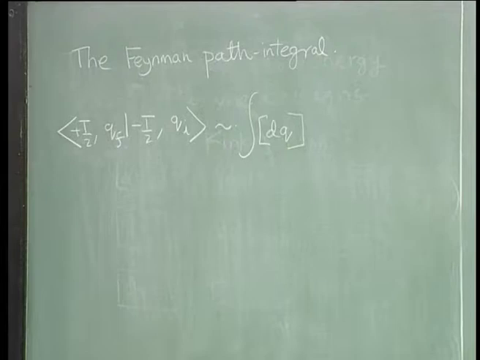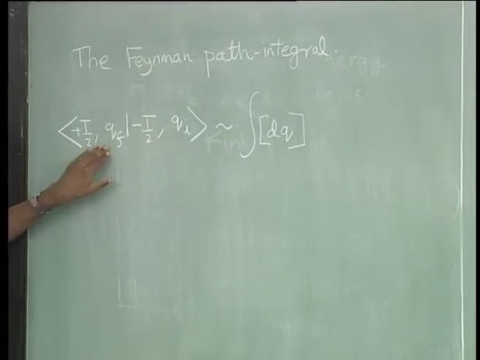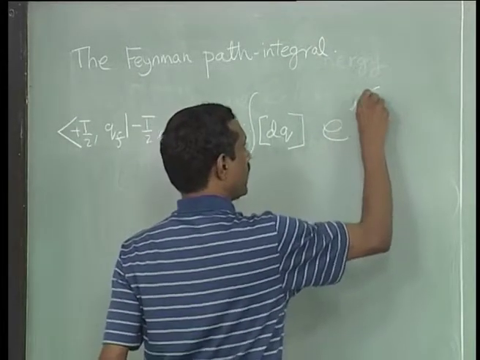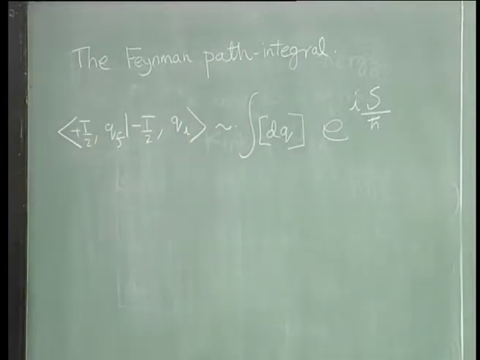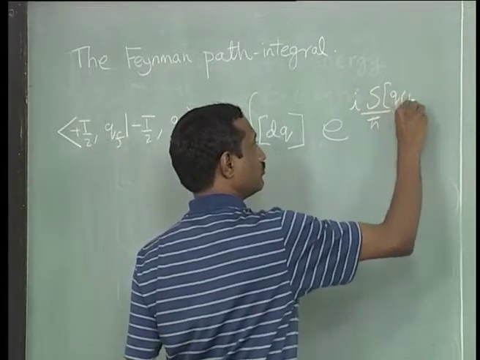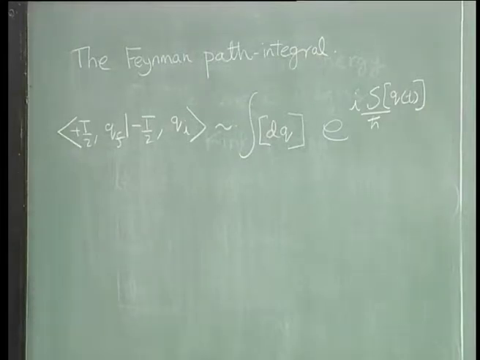Okay. Sum over all paths which start at Qi at this initial time and go to Qf, and this thing times e to the power i times the action divided by h bar. Yeah, this is something which we discussed, I think, in the very first lecture.